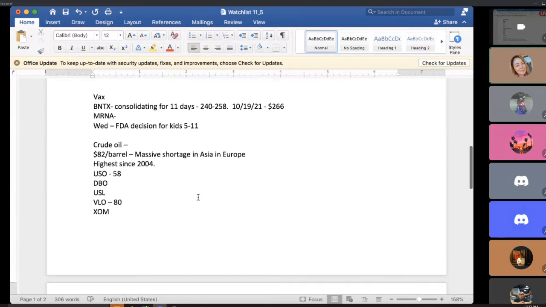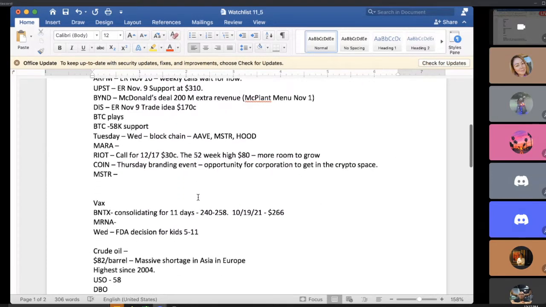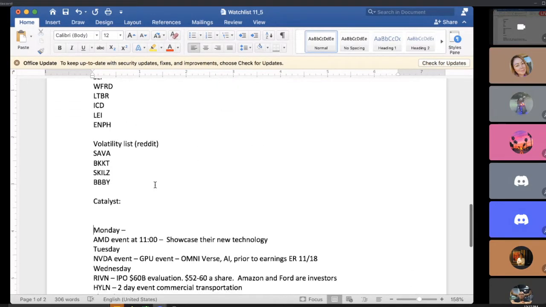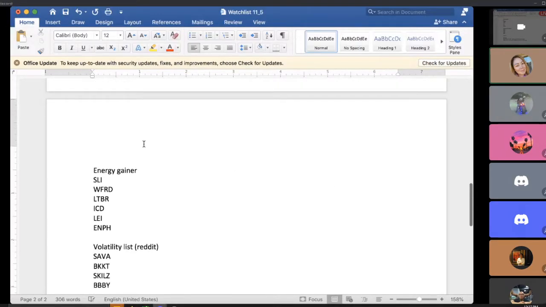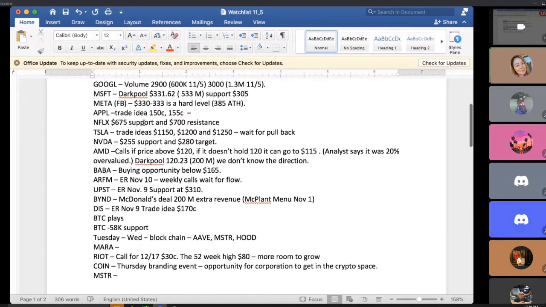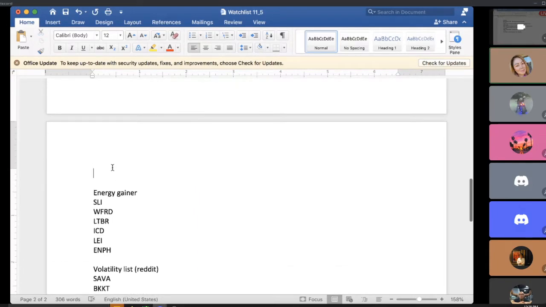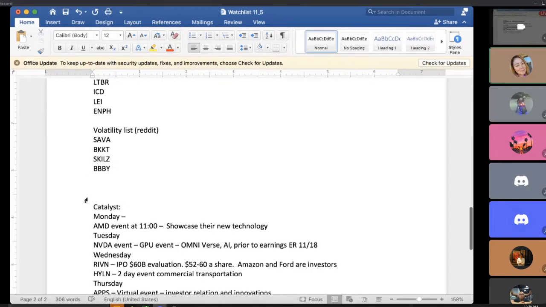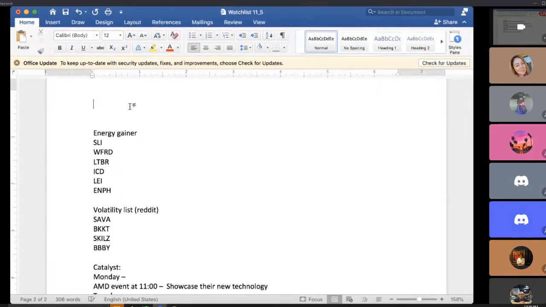So another thing that I want to talk about is the Biden bill, the infrastructure bill. I just have a couple of lists. I have not completed it yet, but these are the ones that I will be watching. Volatility lists. We have catalyst, volatility, energy gainer. Infrastructure.